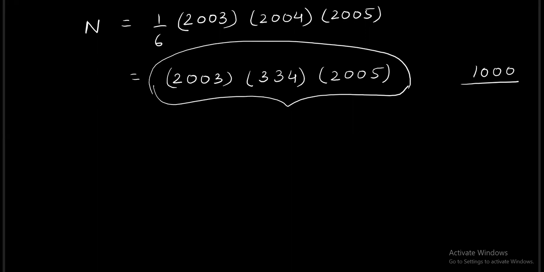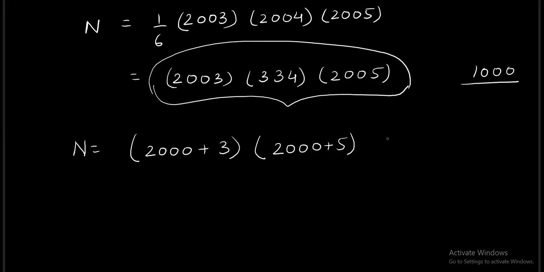Instead, what you can do is, I have to divide n by 1000 and I'm interested only in getting the last 3 digits. So see what I'm doing. I'm writing 2003, but instead of writing 2003, I'm going to write it like this, 2005. See, I have written it like this. And 334, I'm writing as 300 plus 34. Okay, so we are going to write it like this. Next, I'm just going to multiply these two.